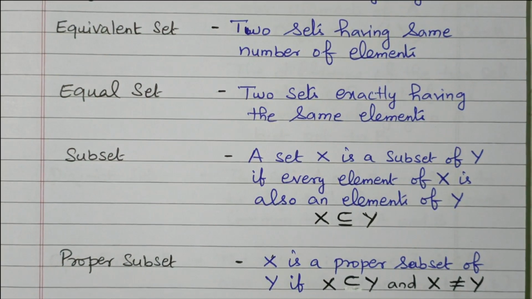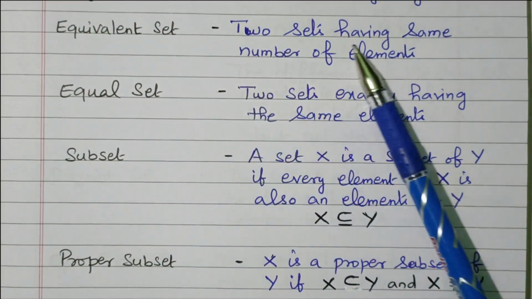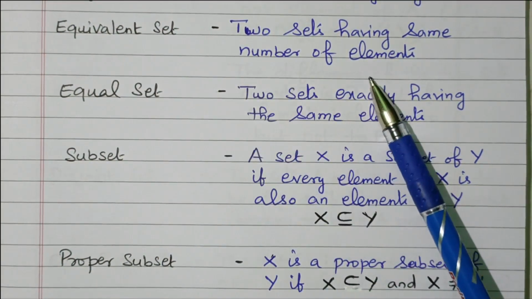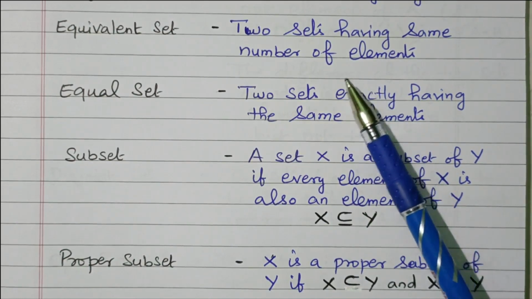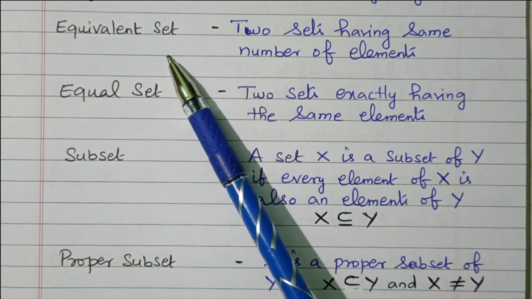The next one is the equivalent set. These are two sets having the same number of elements. If two sets have the same number of elements, it is called an equivalent set, right?